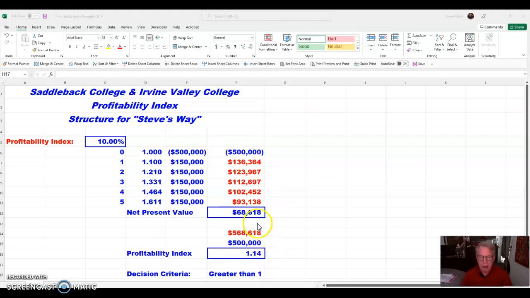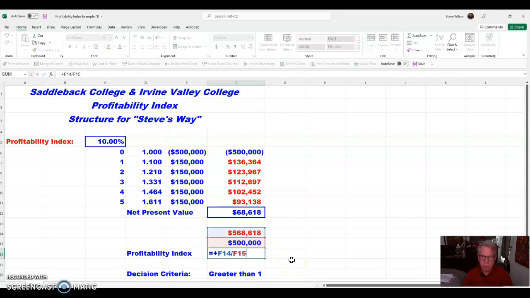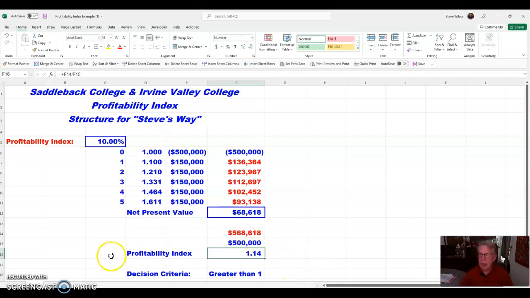And I divide the 568,000 by the 500,000, my profitability index comes out 1.14, and it is greater than 1. So in this case, it's going to be a go project. We would accept this project because we're adding stockholder value. And if I look at this arithmetic here, very easy. Okay, I think you get Profitability Index. Don't forget to do it in your group projects.